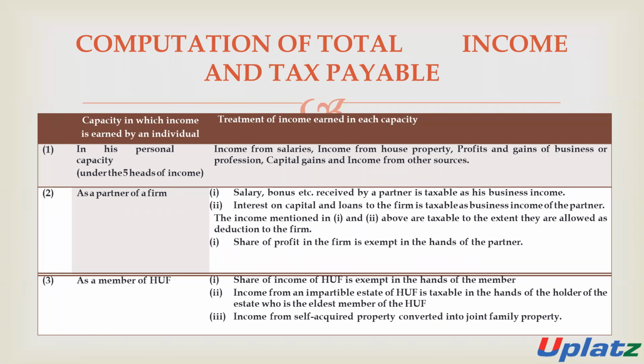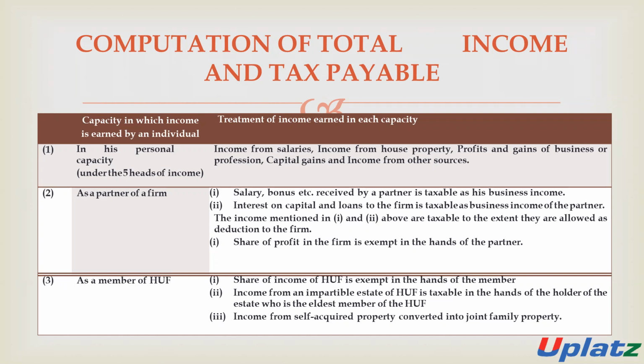Number one, in his personal capacity. When income is earned by the individual in his personal capacity, it will be income from salary, income from house property, profits and gains of business and profession, capital gains, and income from other sources. These incomes can be earned by the assessee in his individual capacity, under these five heads.